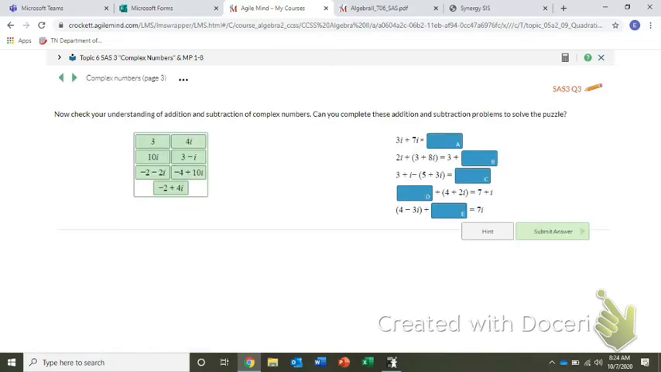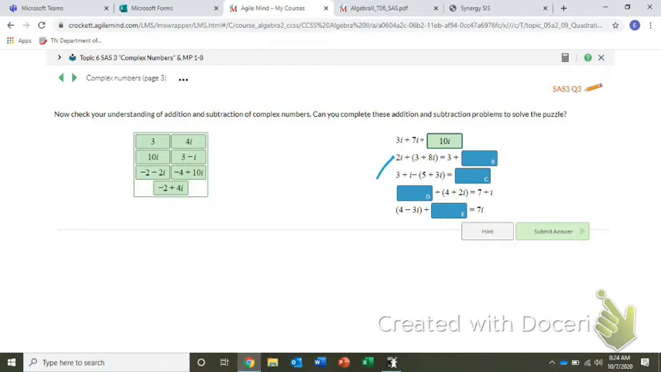Okay. So you're going to want to drag and drop your answers here because it'll give you credit for it. So this first one, we're just combining like terms. So 3i plus 7i is what, Kendall? 10i. Good.